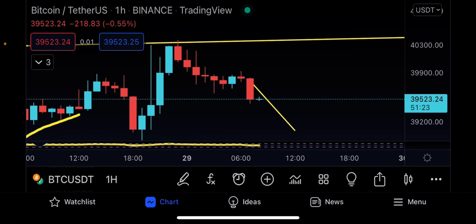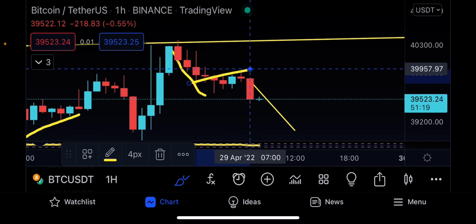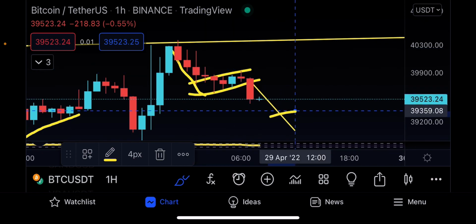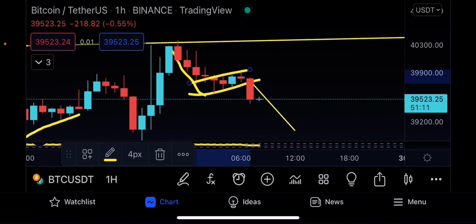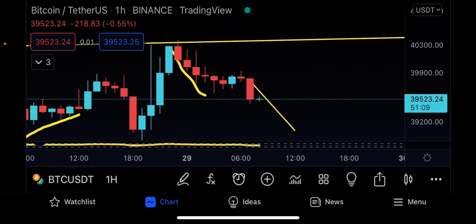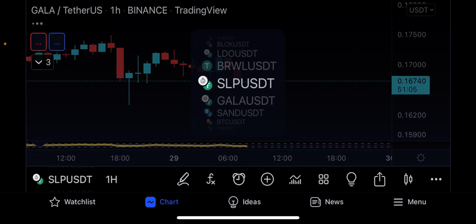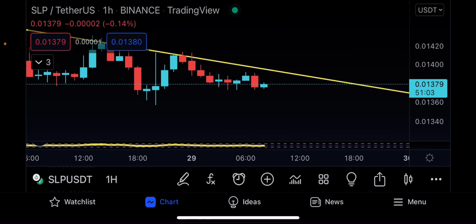So what you see right now is definitely a pull to the downside, and then you made a bear flag right over there. The breakout of it takes you down to this level, which is going to be $39,000. So be very careful. As Bitcoin is moving down, SLP is going to move down. I just want to confirm if SLP along the way has a bear flag. Yes, it has a bear flag.